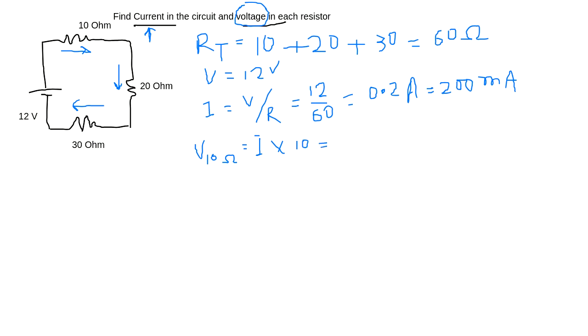Oh, we have got a smart guy with us. Jazakallah khair, Abdul Rahman. I think you are correct. Let me check. Fine. So what we will do: 0.2 into 10 equals 2 volt.